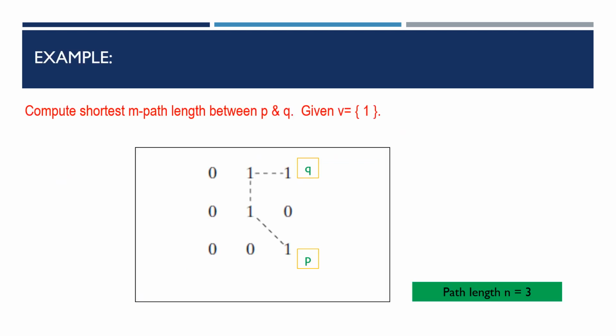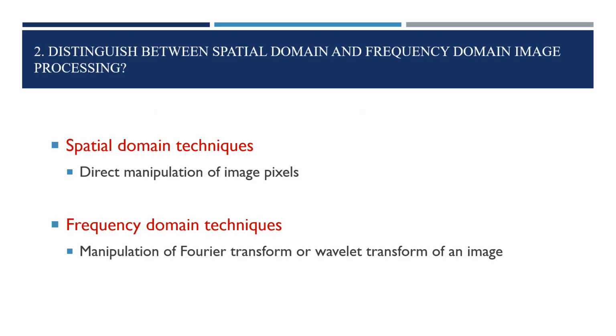So here is a sub image of size 3 by 3. Now the two pixels P and Q are the ones that are shown here. Now given V equal to {1}, we are able to establish M adjacency between the pixels that are connected by dotted line. Now there is a path as we see from pixel P to Q. And here the path length is 3. Let us go to question number 2.